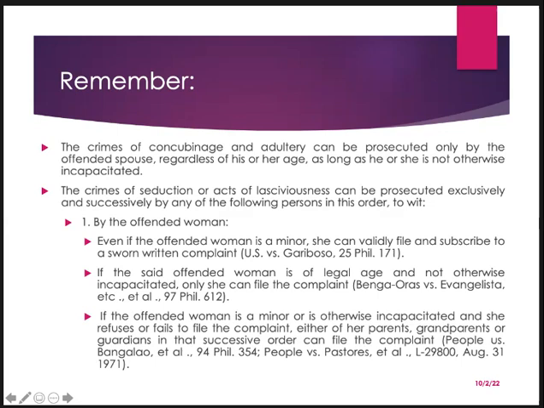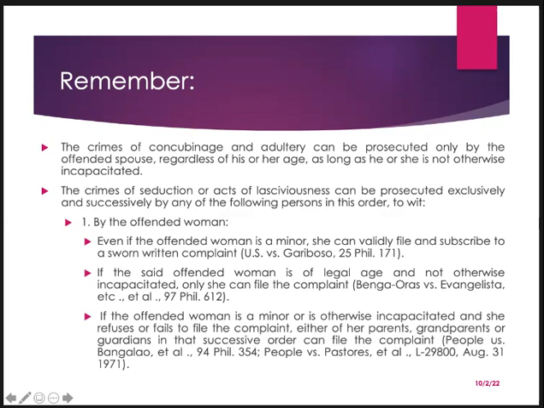Okay? The erring spouse cannot, as a rule, be prosecuted upon an information filed by the prosecutor. The offense should be prosecuted upon a complaint filed in court by the offended spouse. It should be the offended spouse who shall prosecute the case against these offenses enumerated in Section 5, particularly in the crimes of concubinage and adultery.